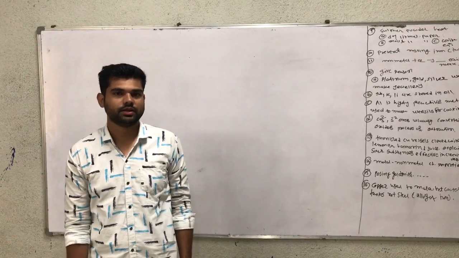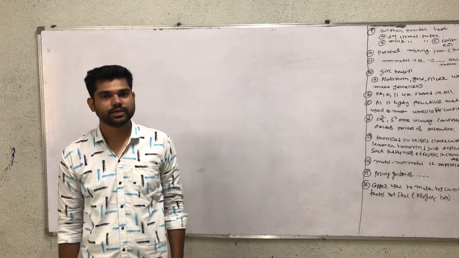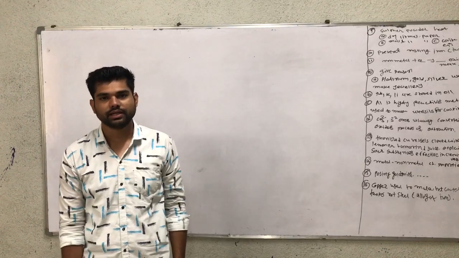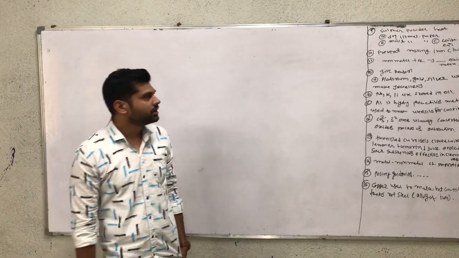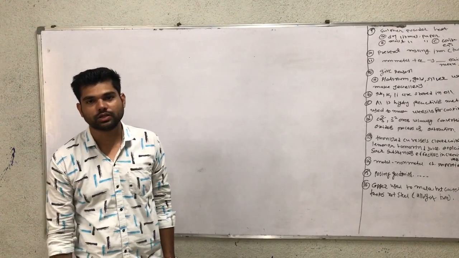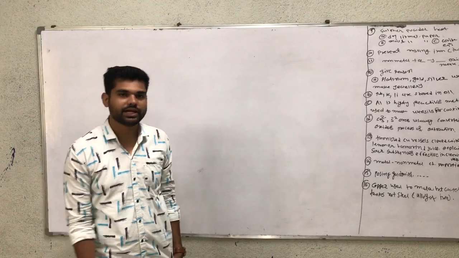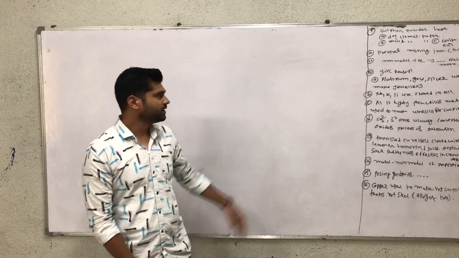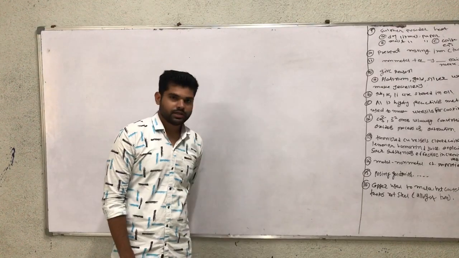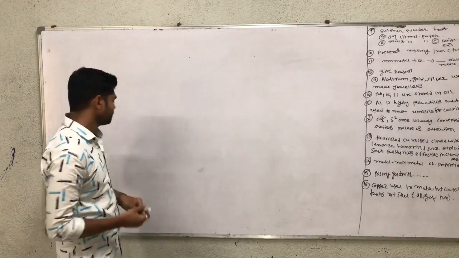Hello friends, today we start Standard 10 English medium, subject Science, chapter number 3, Metals and Non-metals. In the previous lecture we discussed the exercise questions of chapter 3, question number 1 to 8. Now in this lesson we will solve question number 9 to question number 16. So let's start with question number 9.